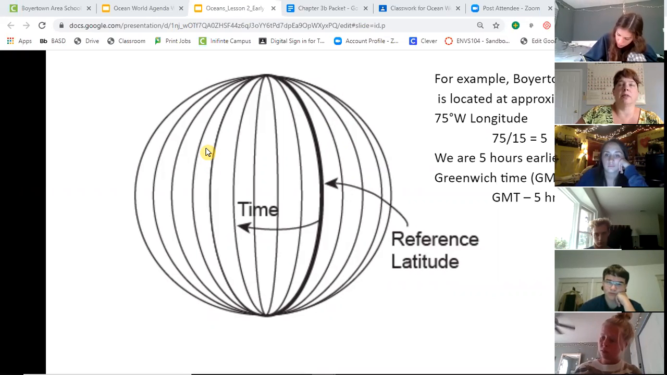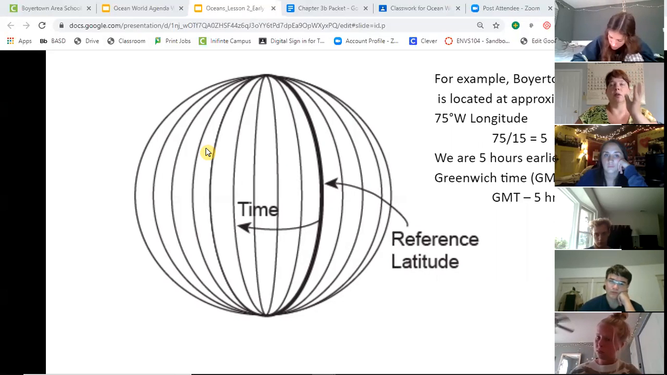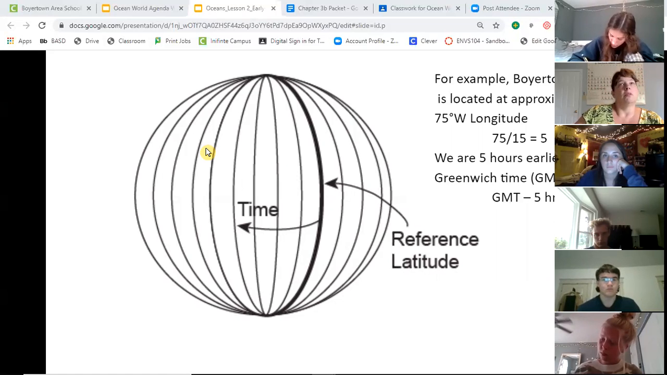Greenwich Mean Time is the standard for time. So then you have to decide if we are what's considered behind, meaning our time is earlier than theirs, or if we're after their time. Because we are located west, that means that we have to subtract 5 hours from Greenwich Mean Time in order to get our time. So if it was noon, 12 p.m. at Greenwich Mean Time, that would make it 7 o'clock a.m. in Boyertown.